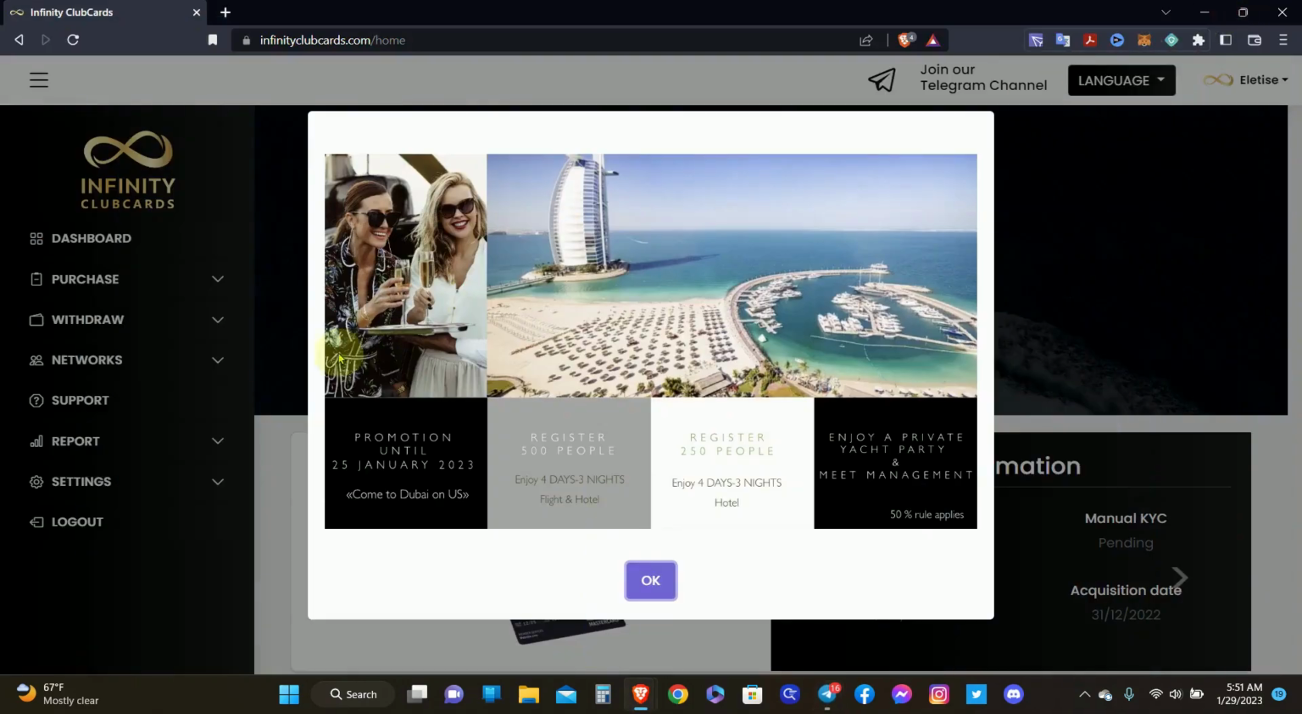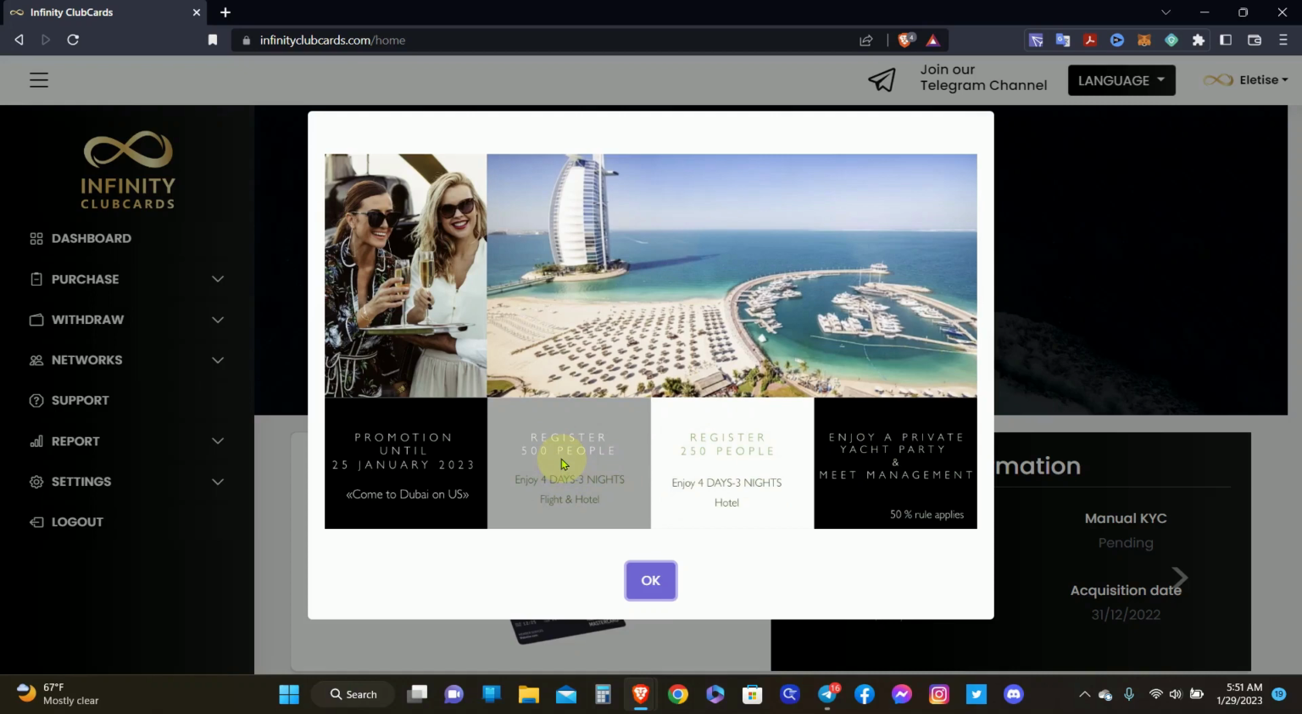If you're able to pre-register a certain amount of people, you'll be able to qualify for a trip to Dubai paid for by them. Like I said, this slide is not updated yet. It's supposed to say the 25th of January, so they didn't change this. But we've got until the 15th of February to take advantage of the pre-registration and qualify for a paid trip to Dubai.